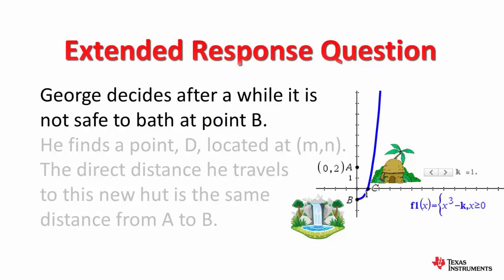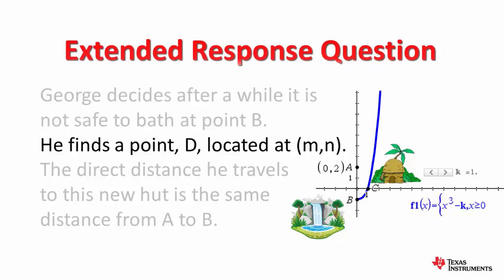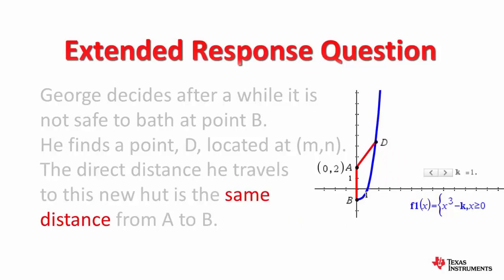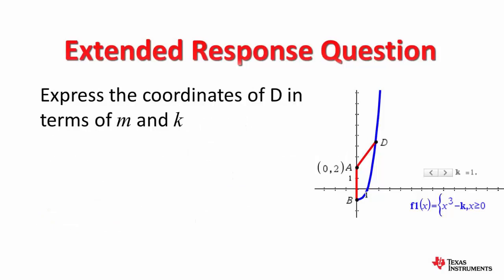Now George decides after a while that it is not safe to bathe at point B, but finds point D located at MN. The direct distance he travels to this new hut is the same distance from A to B. So there's point D. It's saying that the distance from A to B is the same as the distance from A to D, like so.